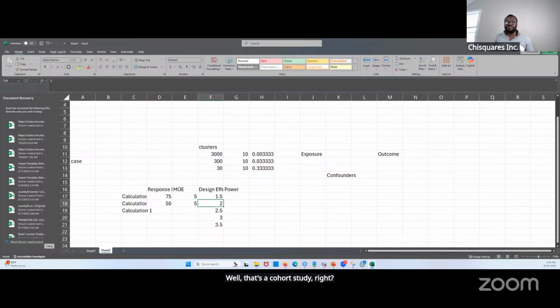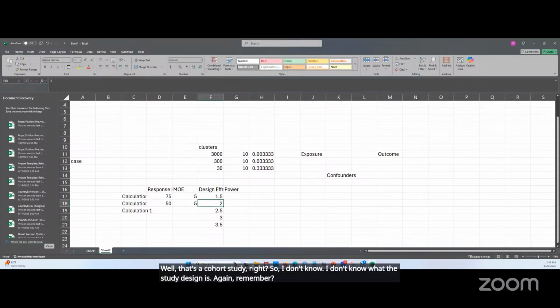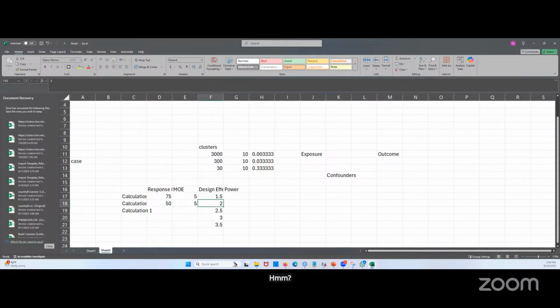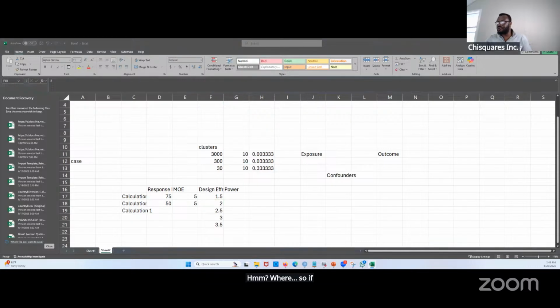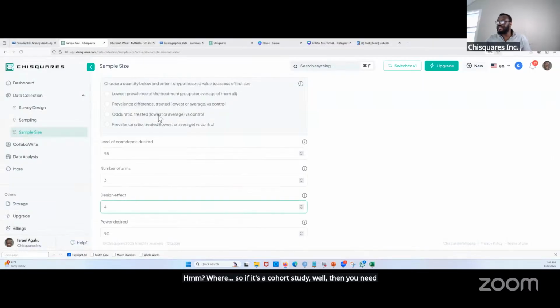So I don't know what the study design is. Again, remember, it's a cohort study. So if it's a cohort study, well, then you need a control group, right?